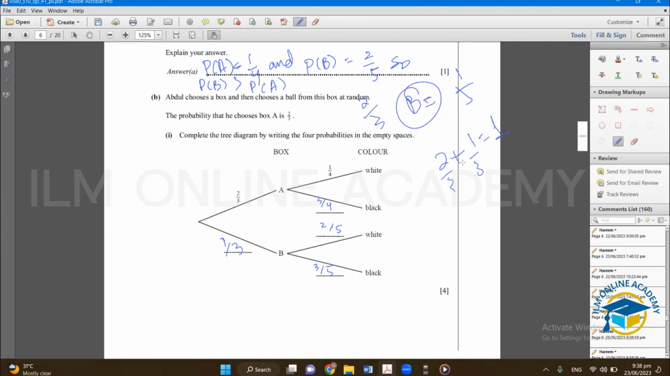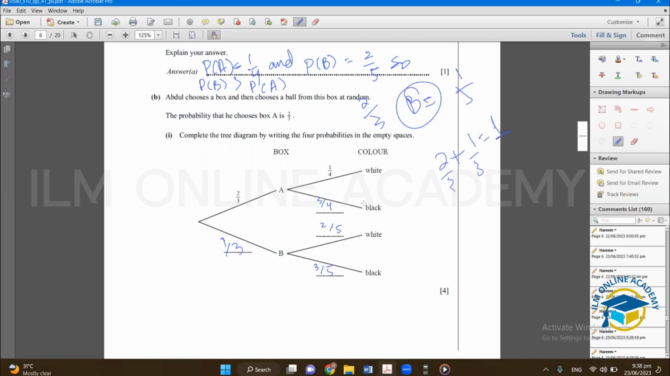The question itself says that the probability of getting A is 2 over 3. Since the question has fixed this, we will go ahead with it. Now we have to complete this tree diagram. The probability of getting box A is 2 over 3, so the probability of getting box B is 1 over 3. And the probability of getting white in box A is 1 over 4.